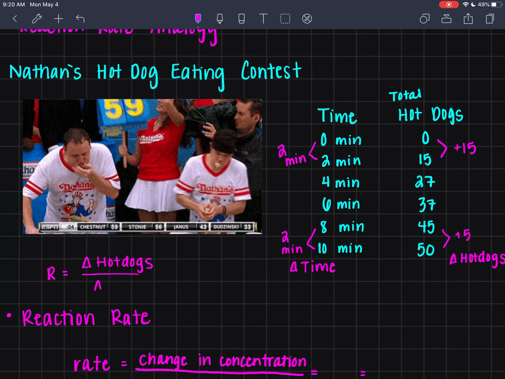your change in time. Now, hopefully this is looking familiar to equations you've seen in math class, like change in y over change in x. This is a slope. It's a rate of change.